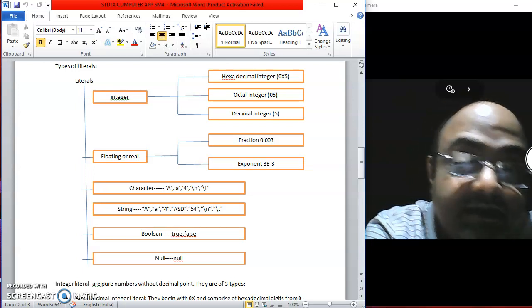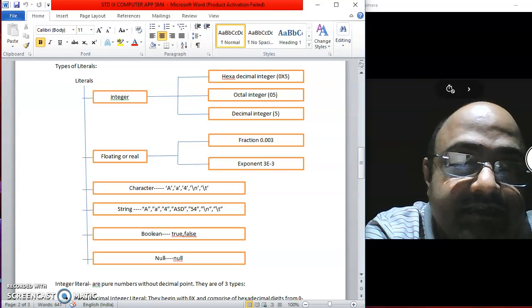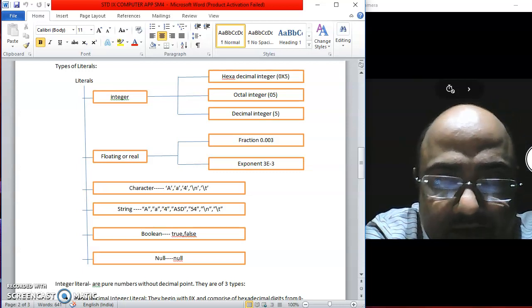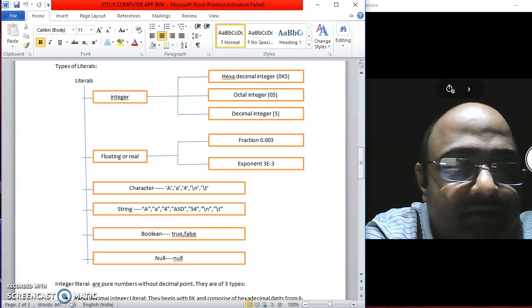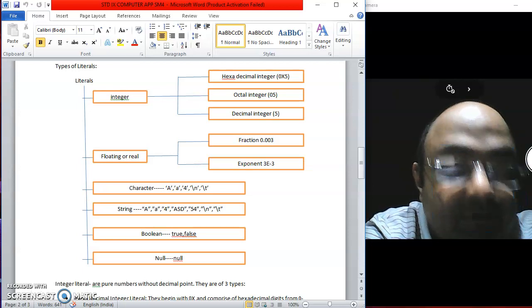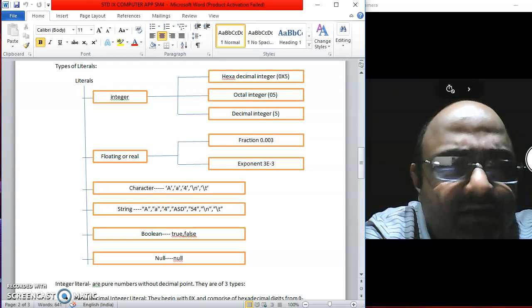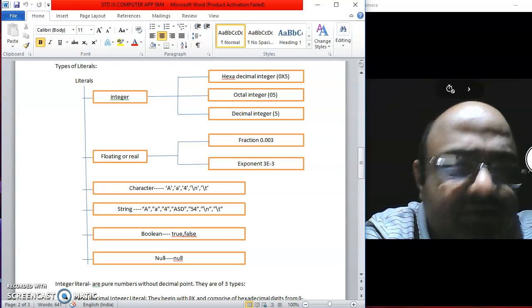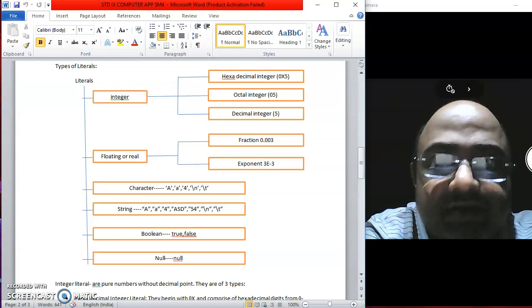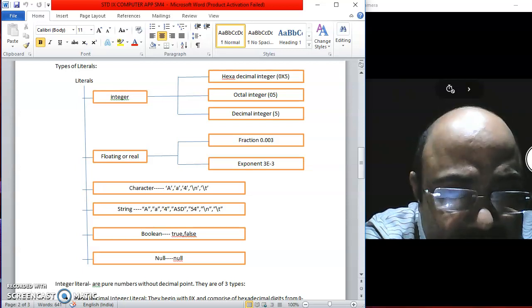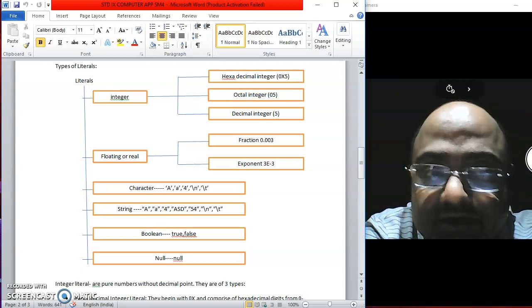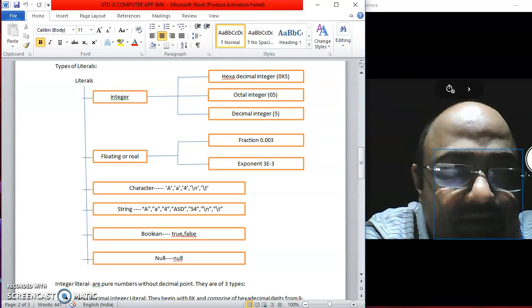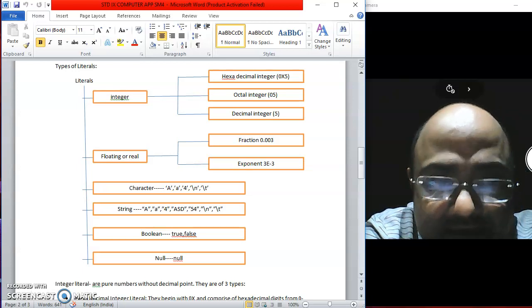Now at the end of the character literals you can see \n and \t. What are they? They are known as escape sequences. Now what are escape sequences? They are also known as non-graphic characters. There are certain keys on the keyboard which when pressed do not print anything but produce a desired effect on the screen. Such keys have representation in Java and these representations are known as escape sequences or non-graphic characters.